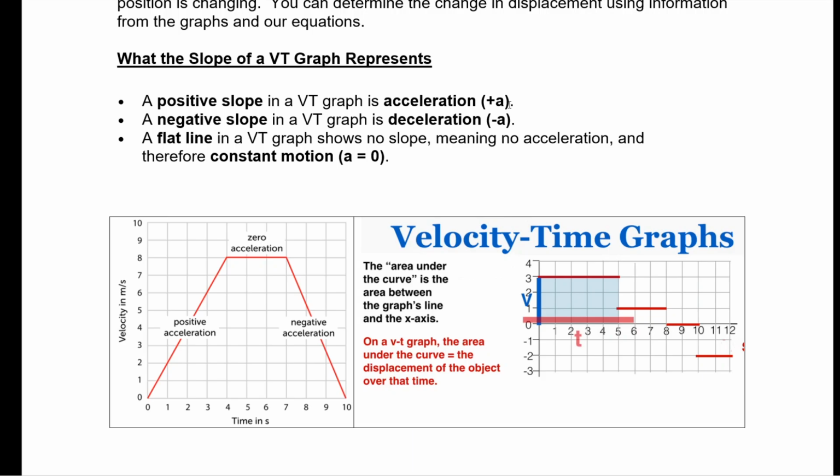But another thing we have to look at is, what does the area under a velocity versus time graph represent? Well, it represents our displacement, because if we multiply that velocity by time, we end up solving for our displacement from our velocity is displacement over time equation.